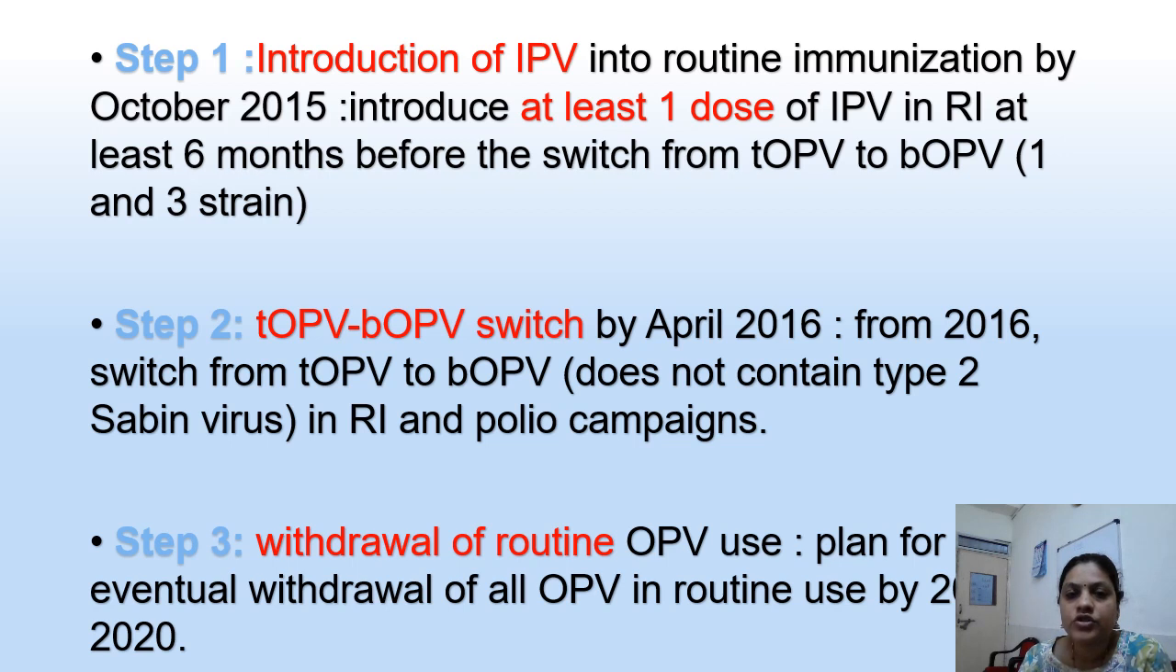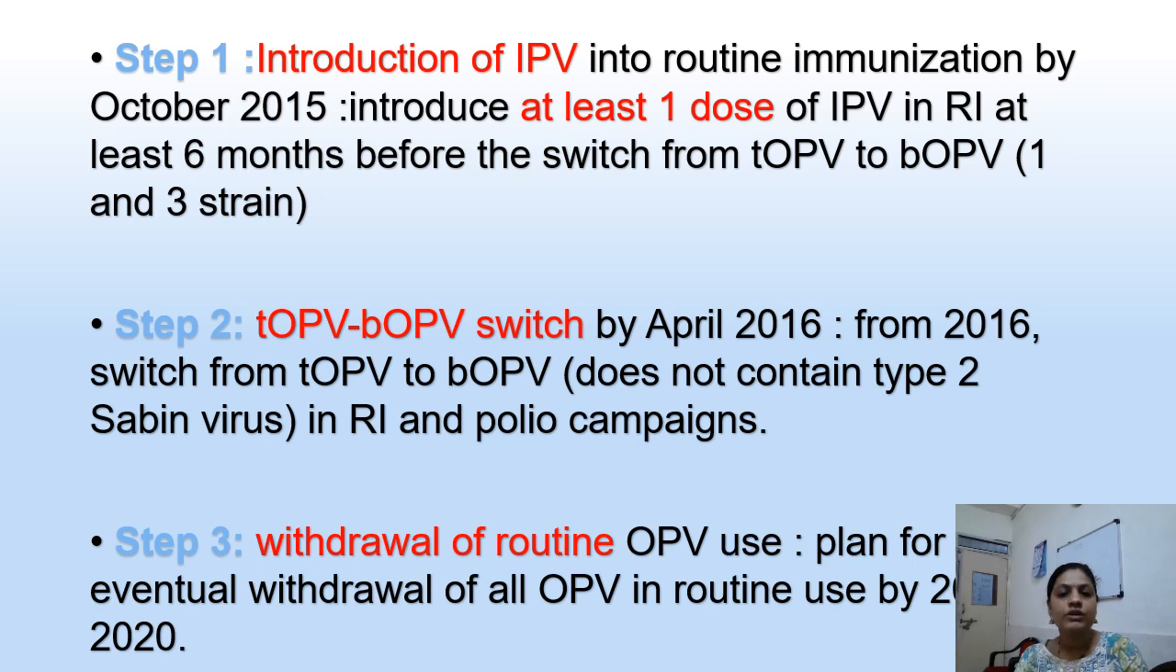So the first step was the introduction of IPV in the routine immunization by October 2015. Introduce at least one dose of IPV in the RI, that is routine immunization, at least 6 months before the switch from TOPV to BOPV. The TOPV to BOPV switch was by April 2016. Bivalent OPV does not contain type 2 Sabin virus. So in April of 2016, it was decided to switch from the use of trivalent to the use of bivalent OPV.